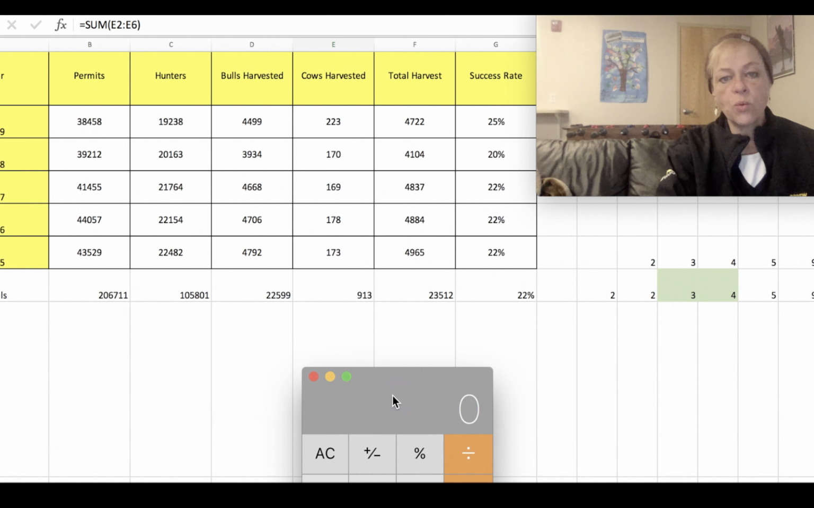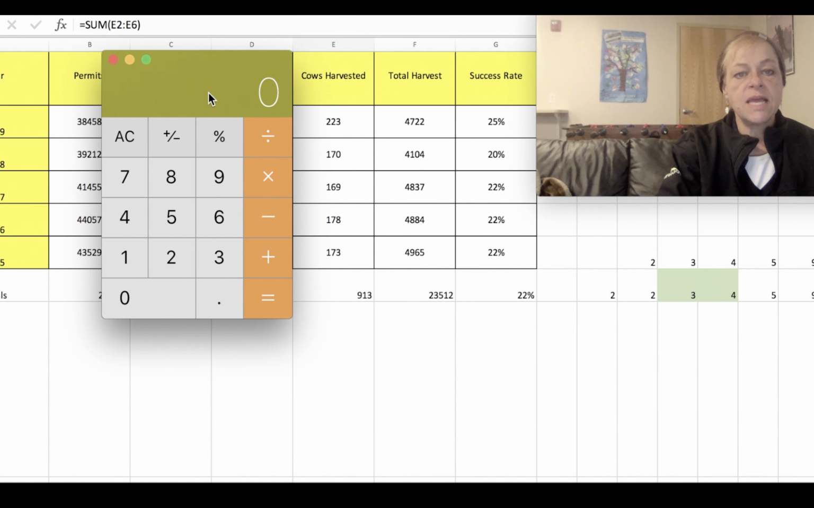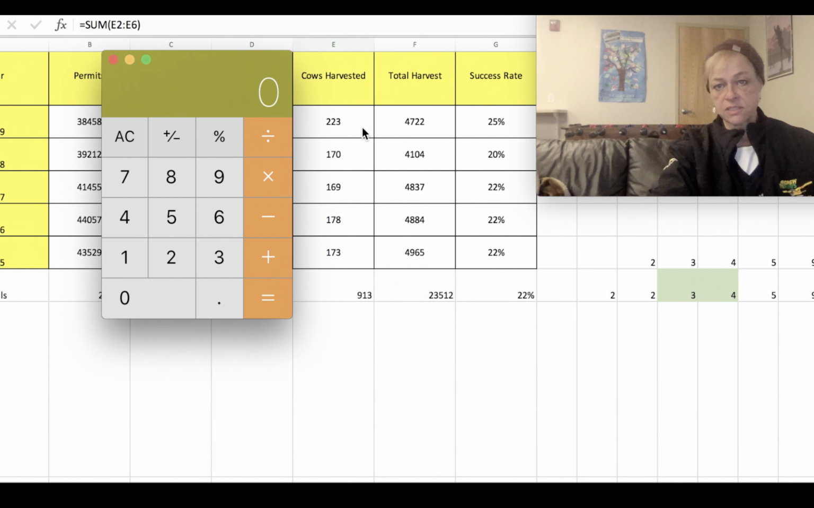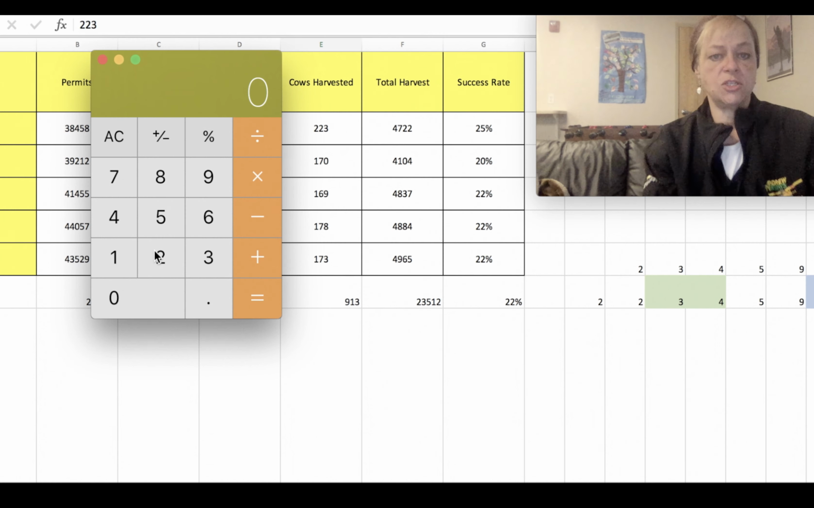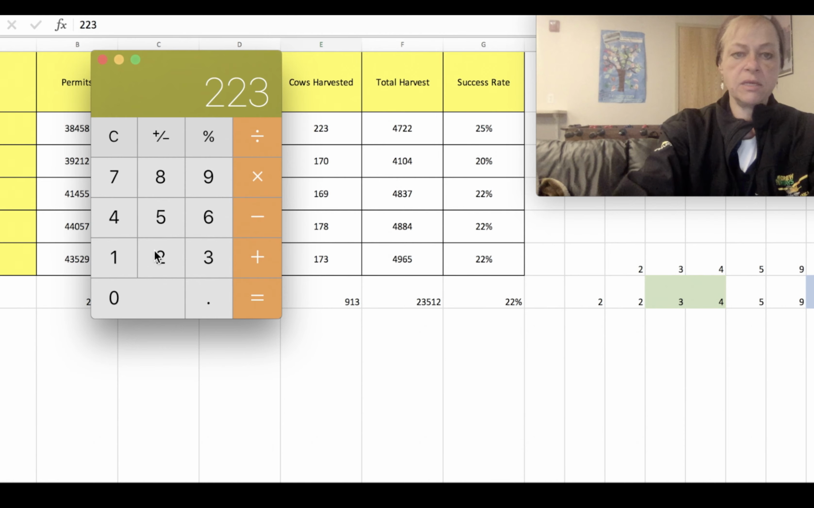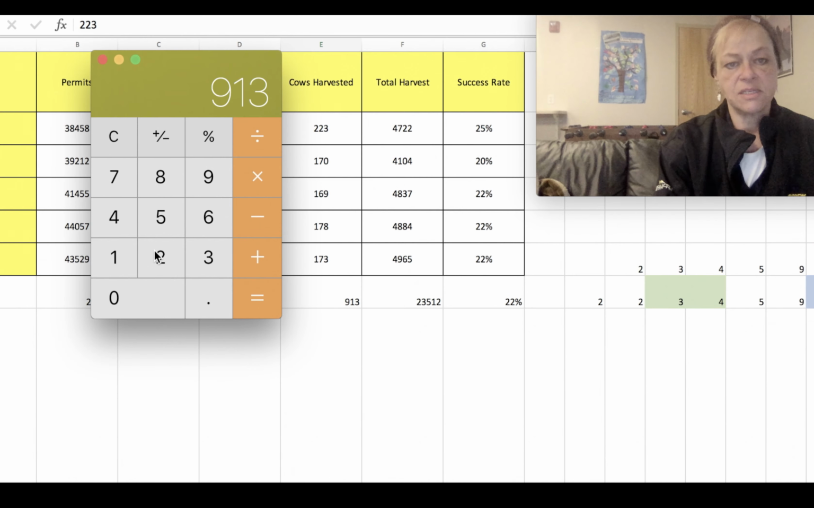Alright, so in order to calculate the mean, I'm going to get my calculator here. Let's find the average of cows harvested over those 5 years. So in order to do that, I'm going to take these 5 numbers and add them together. We have 223 plus 170 plus 169 plus 178 plus 173. And that gives us 913.